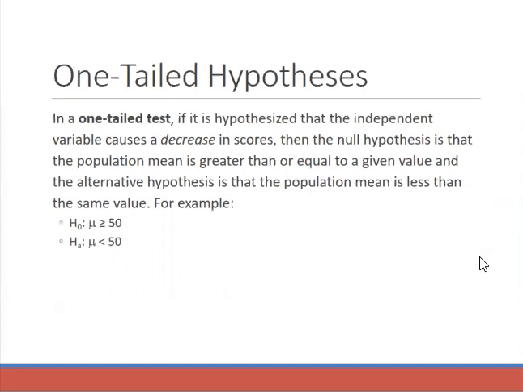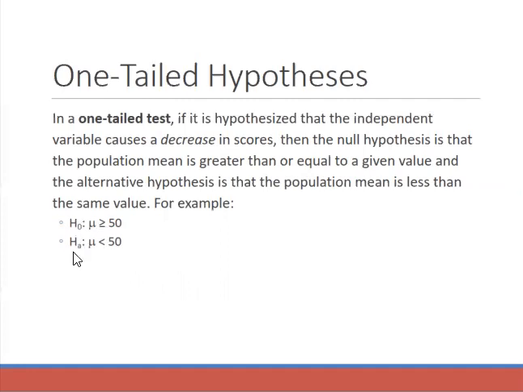If it's hypothesized that the independent variable will cause a decrease in scores, then the null hypothesis is that the population mean is greater than or equal to a given value, and the alternative hypothesis is that the population mean is less than the same value. So here, if we're thinking that the treatment will decrease the score, maybe this therapy decreased depression, our null hypothesis is that our mean is the same as or greater than the original population. And our alternative hypothesis is that the sample mean is less than that.